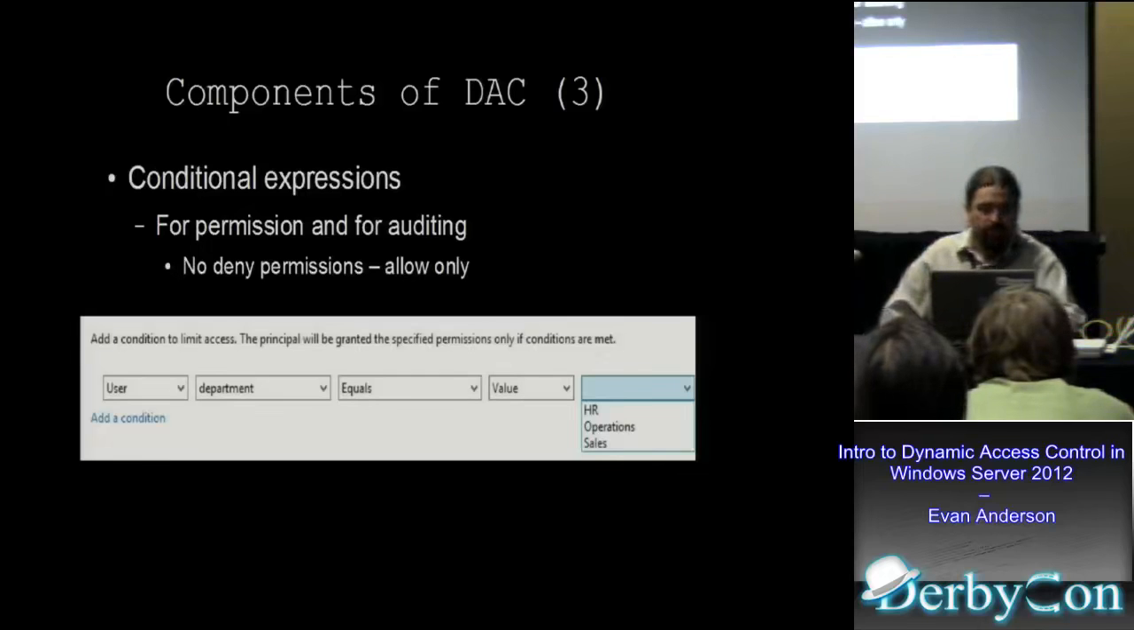So we're saying here that if the user's department is equal to, and then we have a list of values to choose from. And when you create claims, you can create enumerations of values so that instead of just being a free form type-anything-you-want field, the file server admins or the people who are creating your central access rules, we'll see later, actually have enumerations to choose from so they don't misspell things.